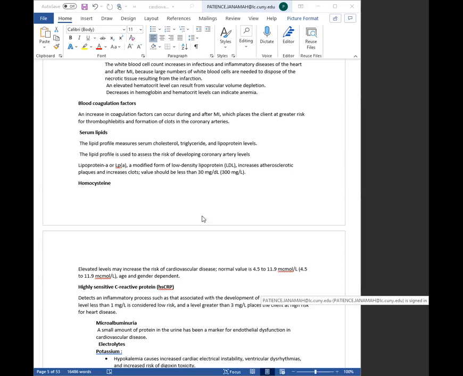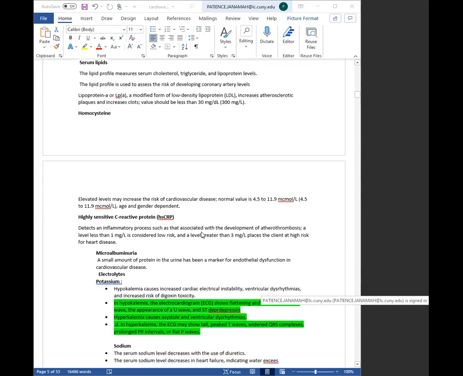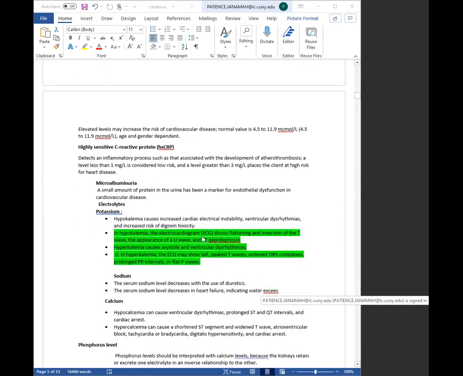Now, highly sensitive C-reactive protein is also part of the labs they will get. All that you will see done on the CBC. We have the potassium you want to know.